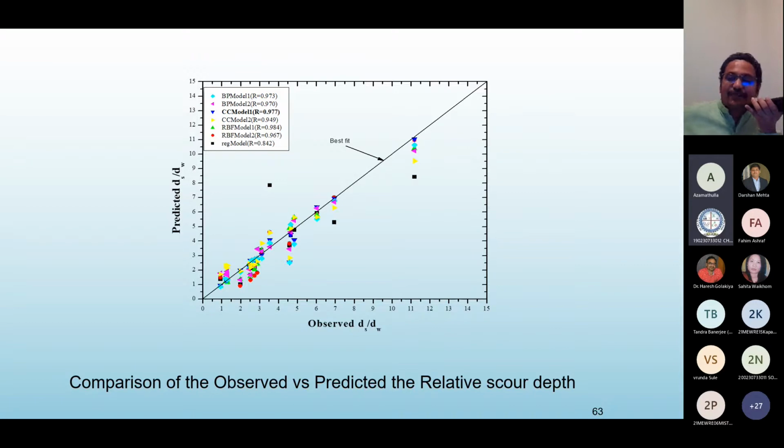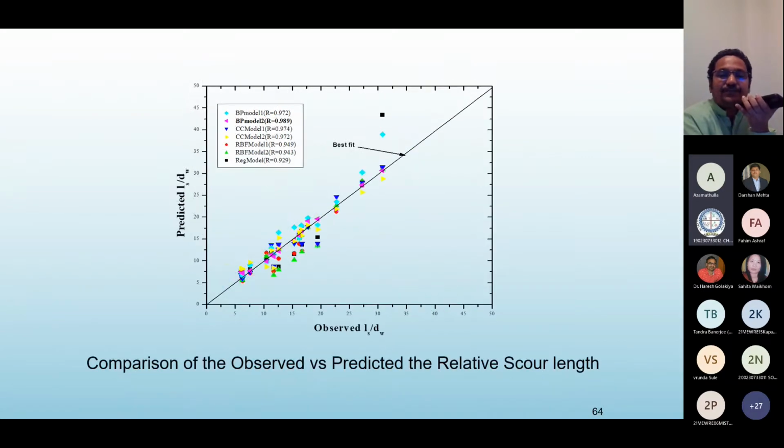What happened? This kind of fast algorithm always gets stuck in local minima. That's why backpropagation algorithms, even the slow ones, are always suggested. I will also prove that these are not black box models, as I will show you now. Okay, next please. Scour depth, this one, location of scour length.